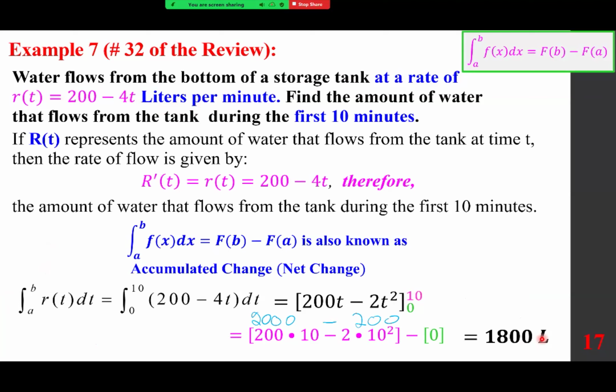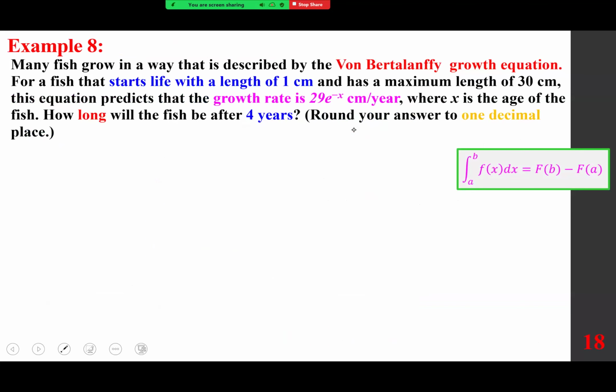There is a second method, and that is, instead of evaluating it from 0 to 10, you find the function capital R of t. Since there is nothing mentioned here, the initial value at time 0, there is no water flow, so it's 0. You can find the constant, and then at any minute, 10 minutes later, 20 minutes later, you plug in those numbers. That's a second method to use that. And so for this question, I'm going to do both methods, so you'll be exposed to both of them.